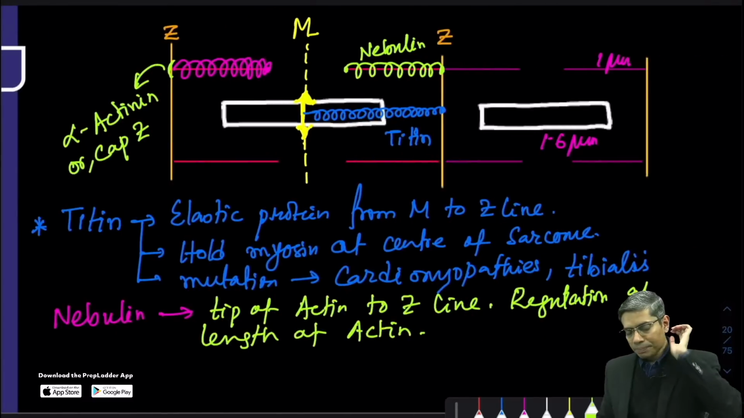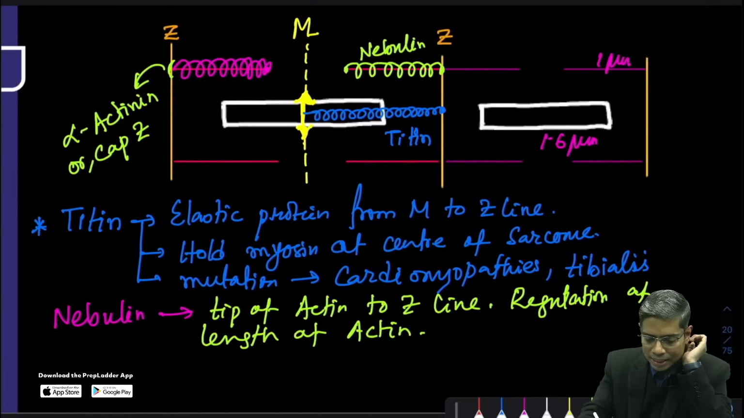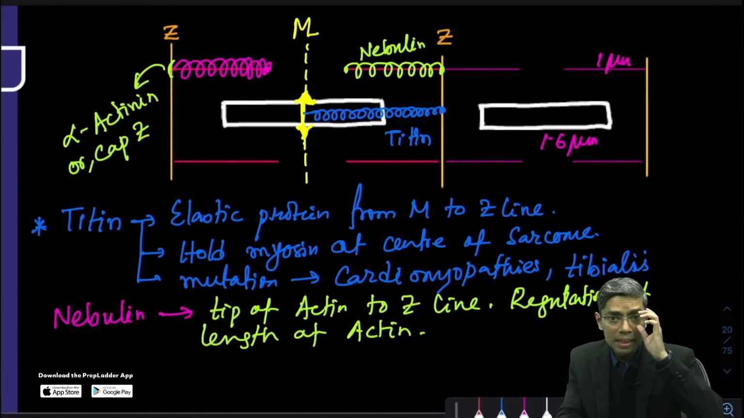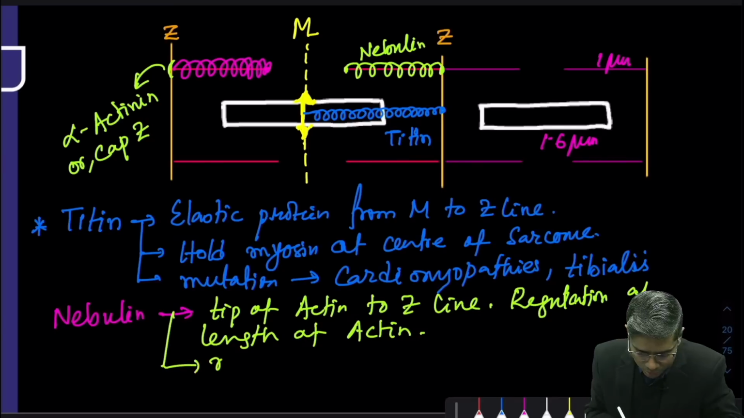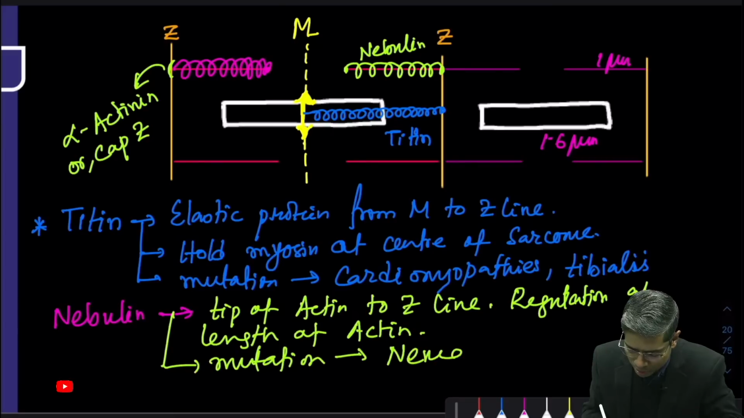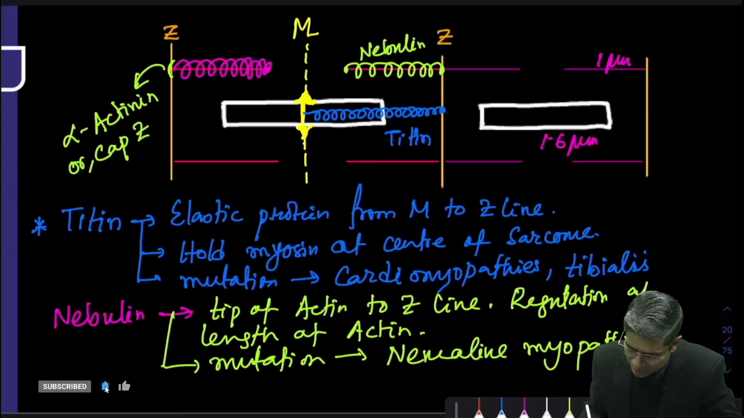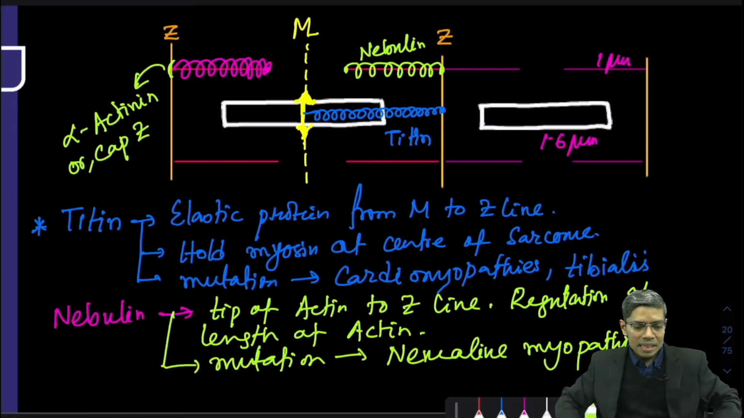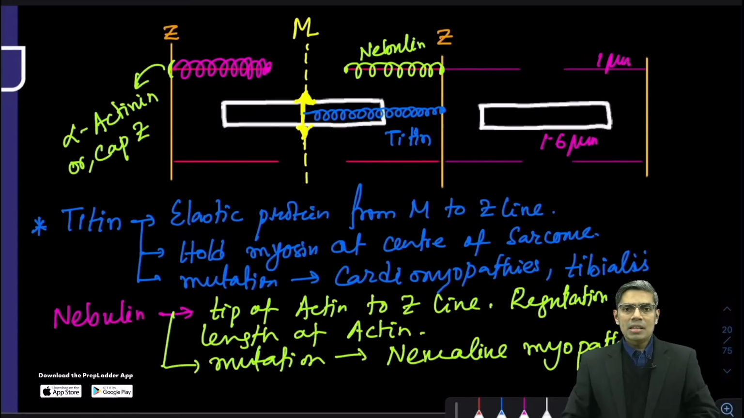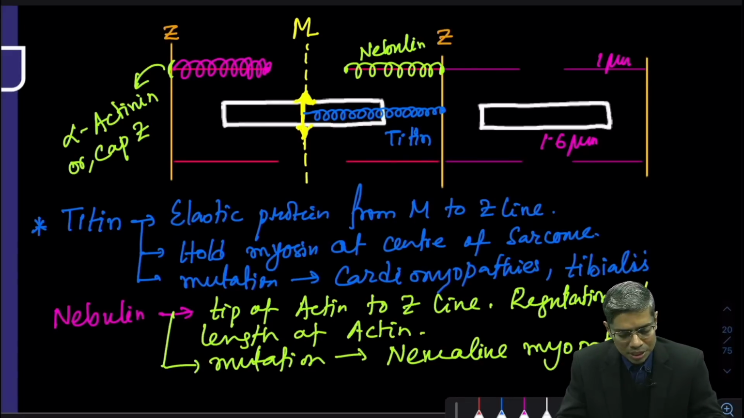So, nebulin protein is attached from the tip of the actin up to the level of the Z line. If there is mutation of this nebulin protein, then again there will be a myopathy. The name of this myopathy is nemaline myopathy. The nemaline myopathies can affect any of the muscles in the body. It can be congenital also, it can affect childhood also. There will be weakness of the muscles, and this disease is known as nemaline myopathy, right. Fine. So, this is the basic information that you have to remember.